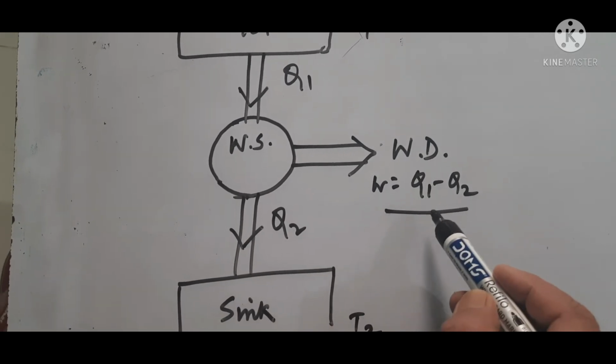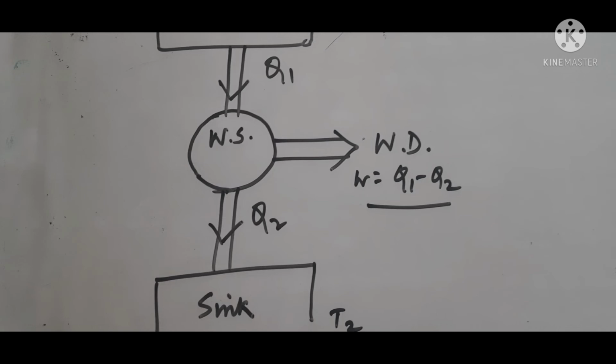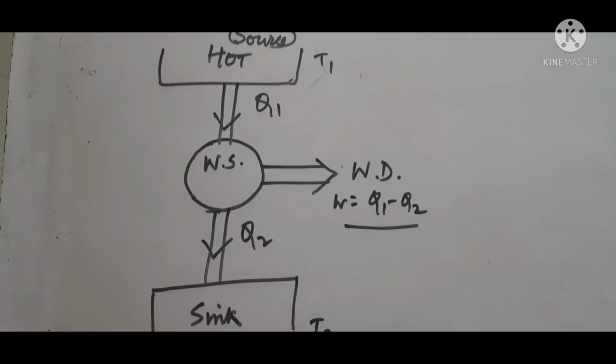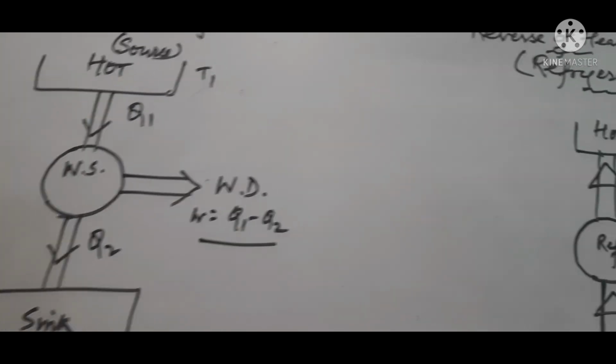That is the amount of work done, W is equal to Q1 minus Q2. That occurs in the heat engine.